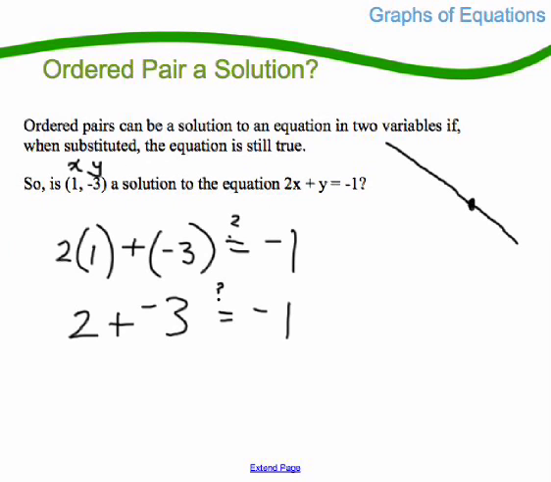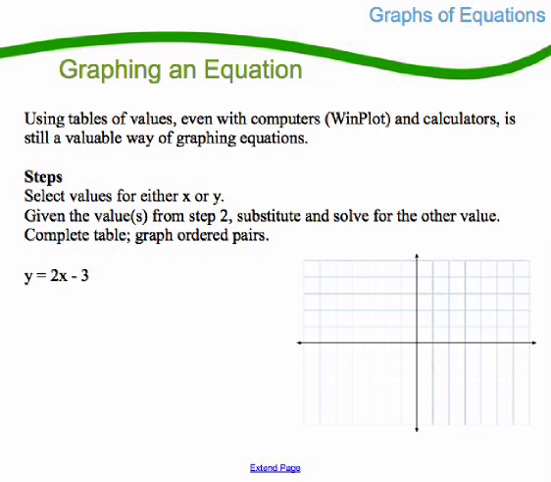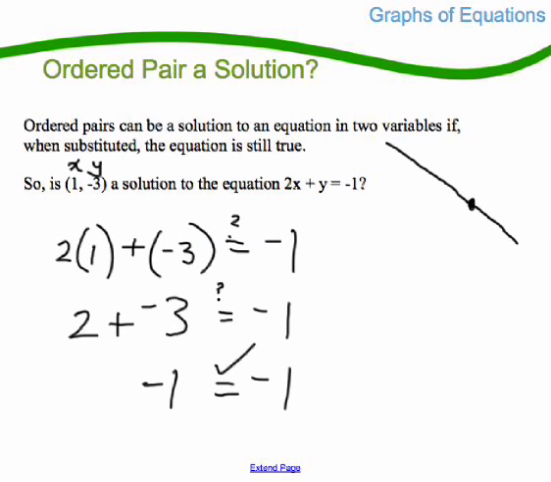I've never seen a book do this, but I like to put a question mark there because we don't know yet. We're wondering whether they're equal. 2 plus a negative 3 is a negative 1, and that indeed is equal to negative 1. Therefore, what I would say is this point is a solution to that equation, or this point is definitely on the graph of that equation.